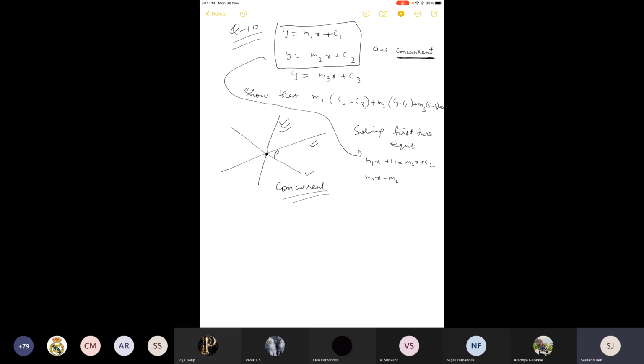Bring terms of x on the left hand side. Take x common. This is (m1 minus m2)x equals c2 minus c1. x comes out to be (c2 minus c1) upon (m1 minus m2). This is the value of x.